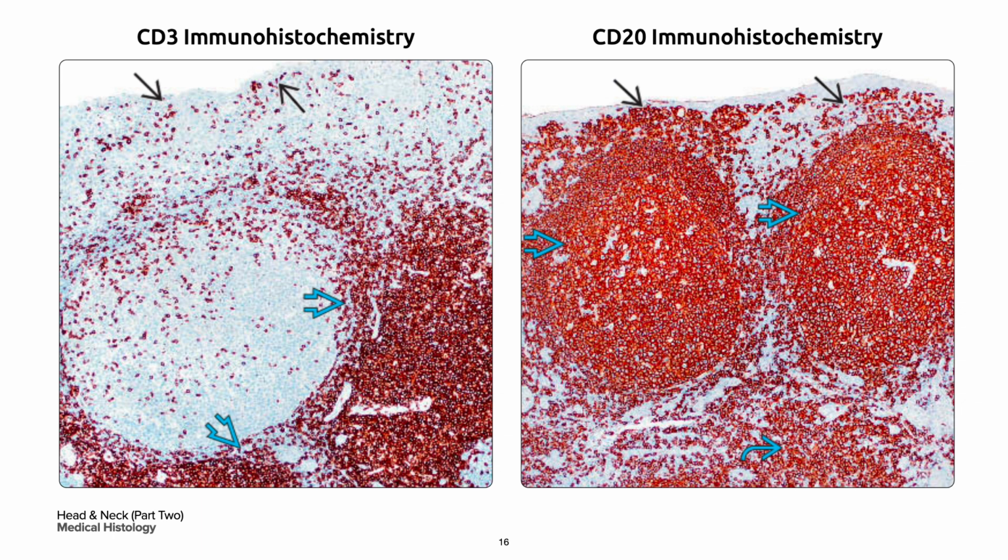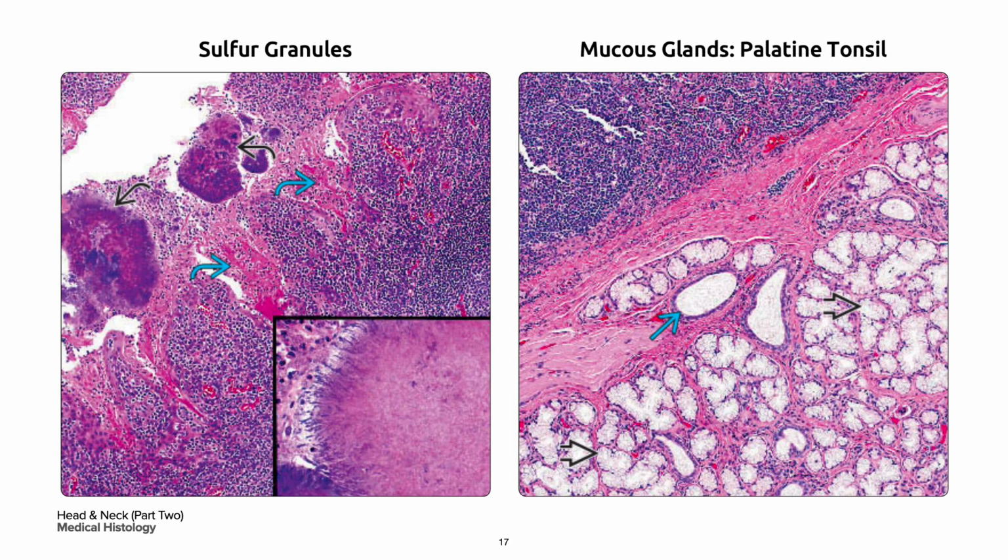On your right is CD20 immunohistochemical staining, which highlights B cell rich follicles, pointed out in the bold blue arrow, in your normal tonsil. Many B cells are also present in the T cell rich interfollicular zones, in the curved blue arrow. Note also the presence of more abundant B cells within the lymphoepithelium, pointed out in the single black arrow.